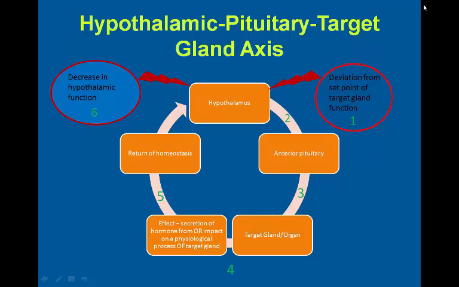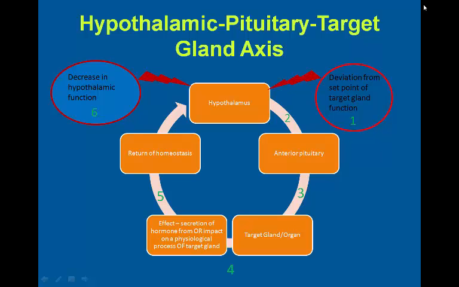That deviation can be either a decrease in the function of a target gland, or it could be an increase in that function. Anything from the blood glucose level getting too high or too low to any number of other things, the estrogen release being too high. But some deviation occurs from what is normal.